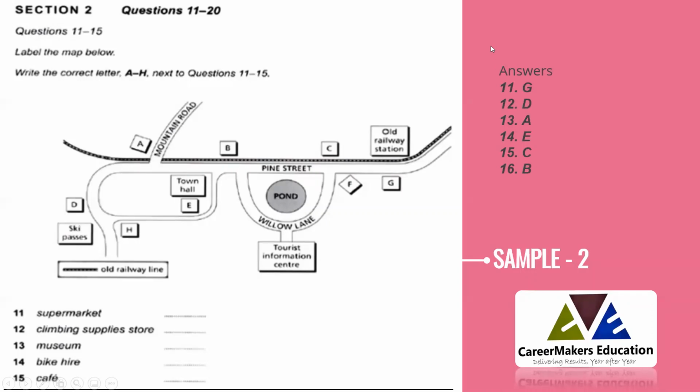Sorry, 16th is not the answer, but 11 to 15. 11th is G. Then 12th, that climbing supplies store, is D. Then the museum is just beside Mountain Road. Then 14, bike hire, which is E. And 15, cafe. Cafe is B. All right, opposite to the Pine Street.